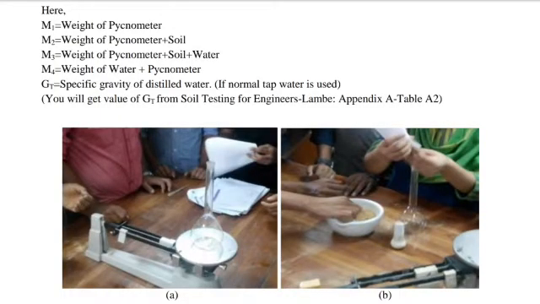Here M1 is equal to weight of pycnometer, M2 is equal to weight of pycnometer plus soil, M3 is equal to weight of pycnometer plus soil plus water, M4 is equal to weight of water plus pycnometer, GT is equal to specific gravity of distilled water, if normal tap water is used.